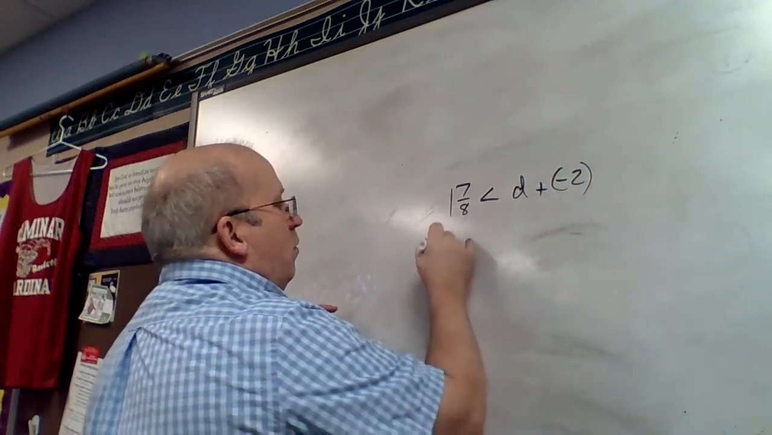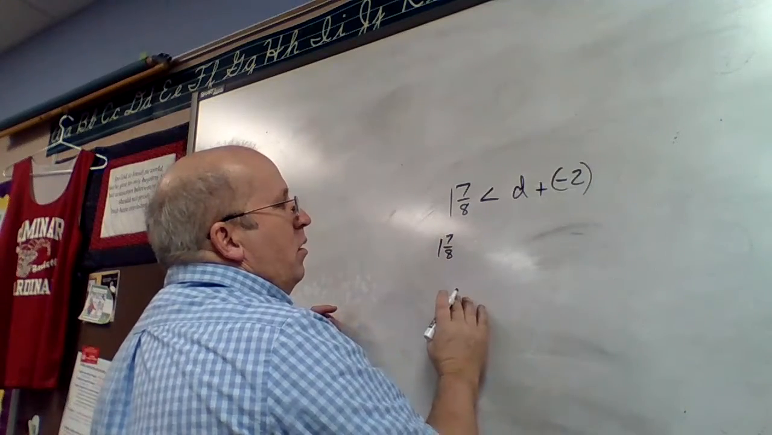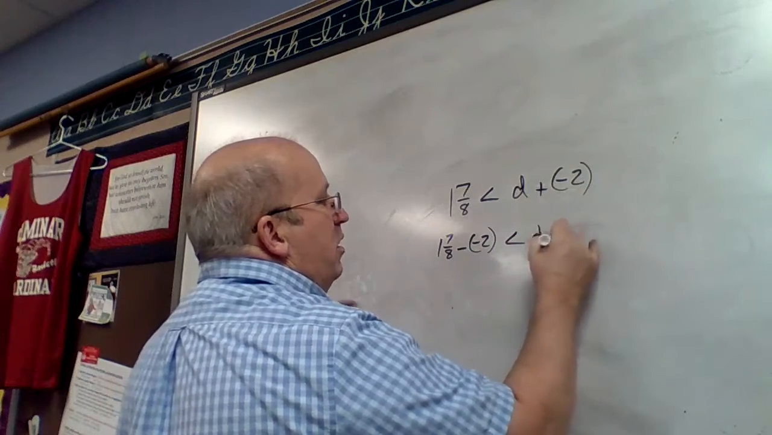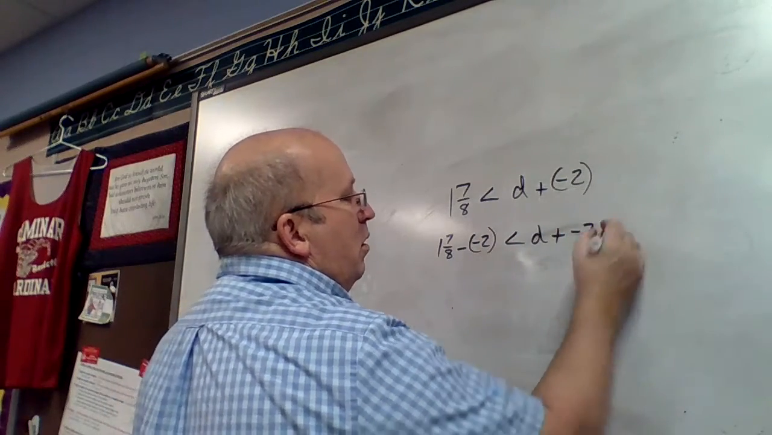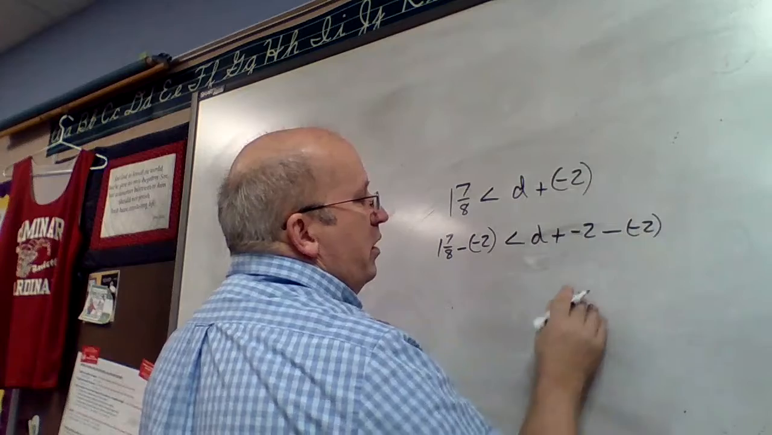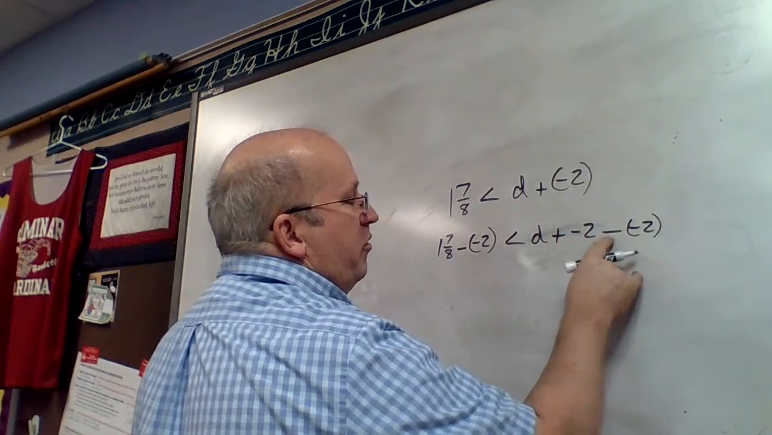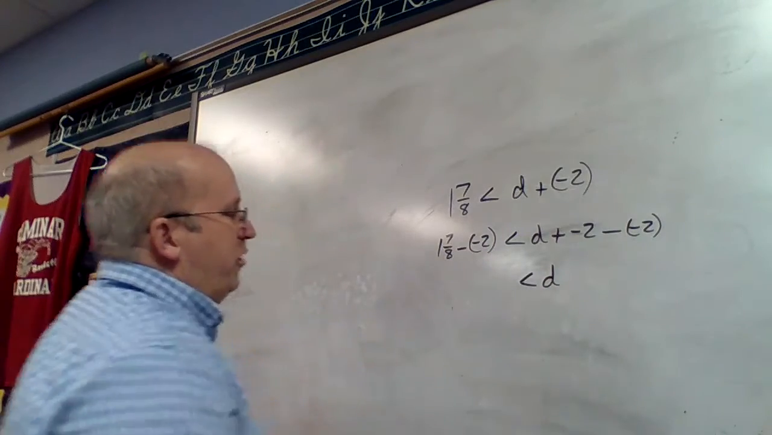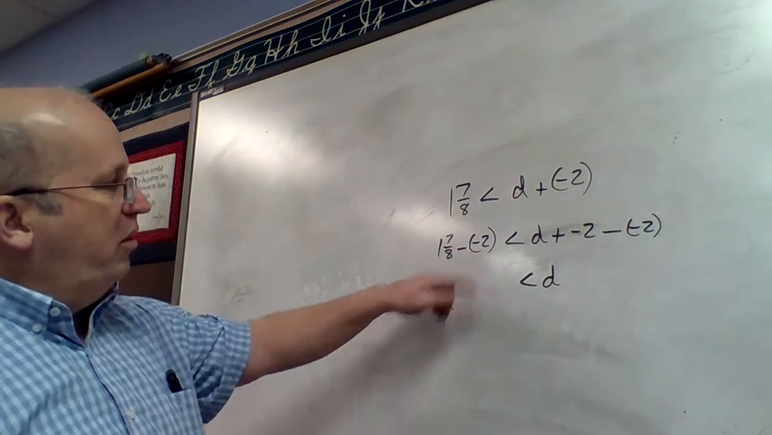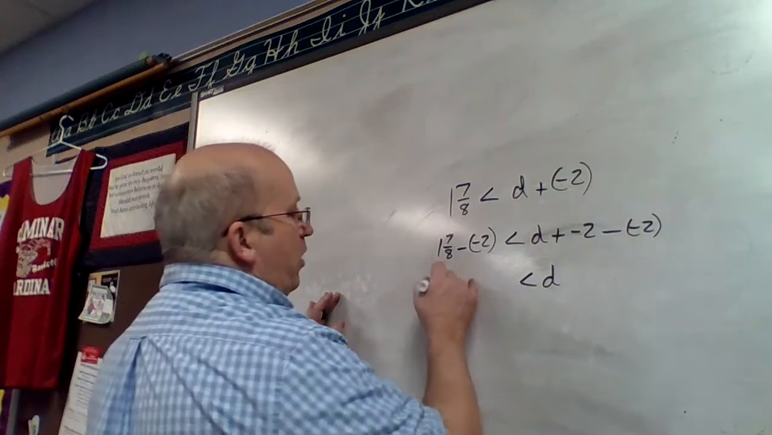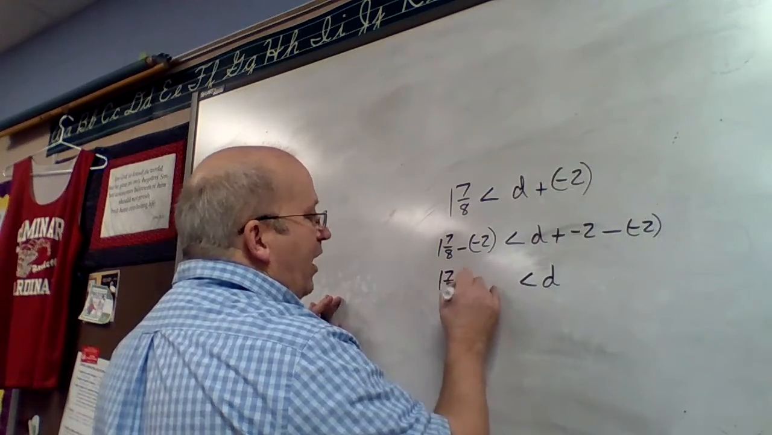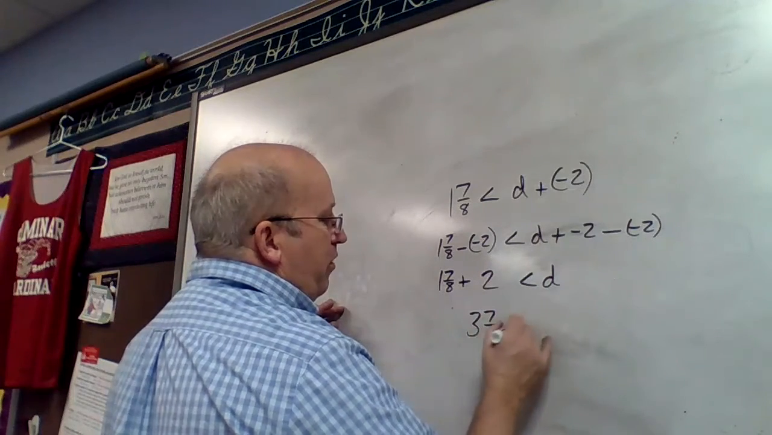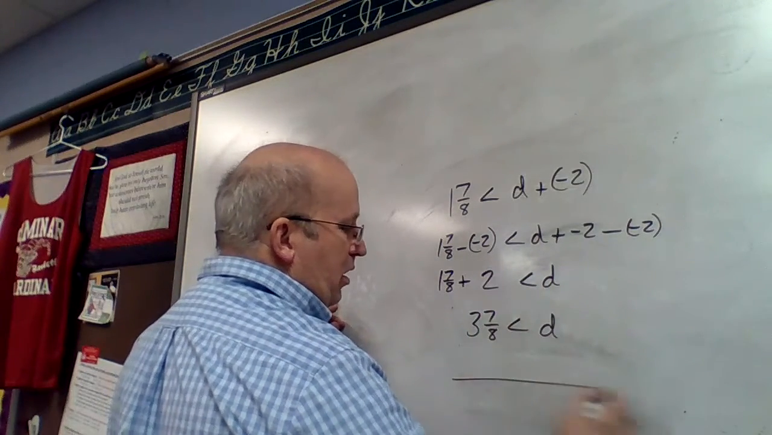So, 1 7/8 minus a negative 2 is less than d plus a negative 2 minus a negative 2, right? Adding a negative 2 is the opposite of subtracting a negative 2. So I get d over here. The big question is, what happens over here? What is subtracting of a negative? Well, the rule about subtraction says subtraction is adding the opposite of that second number. So I really end up with 3 7/8 being less than the value of d.